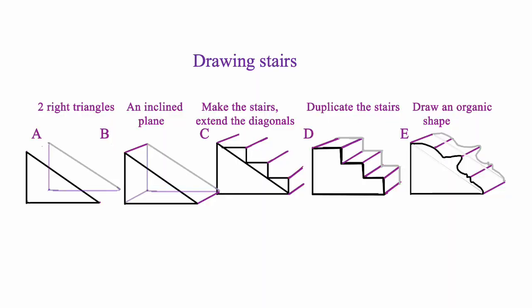An easy way to draw stairs is to start with two parallel right triangles and then connect them with diagonals that are either parallel or converging. And then draw horizontal and vertical lines down the incline. Add more diagonals that are either horizontal or converging, and then finish the stairs with more horizontal and vertical lines. And you can use this as a basis for an organic shape.